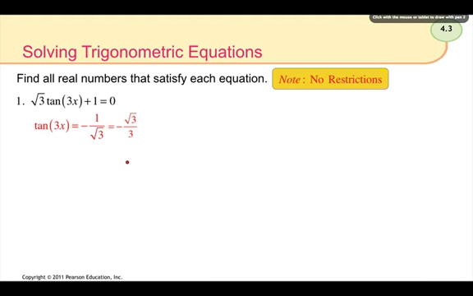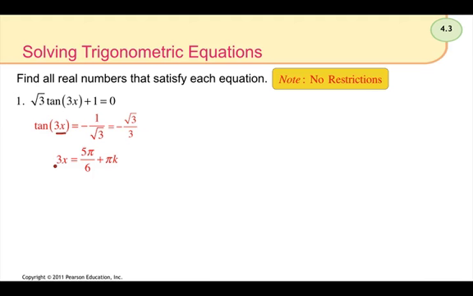Now at this point, I need to find for what angle or angles tangent is equal to negative radical 3 over 3. And it turns out to be 5 pi over 6 and every pi k units after that. So from here, what I need to do is bring down the argument of 3x and place it on the left side of the equal sign. And then my goal is to basically solve for x.